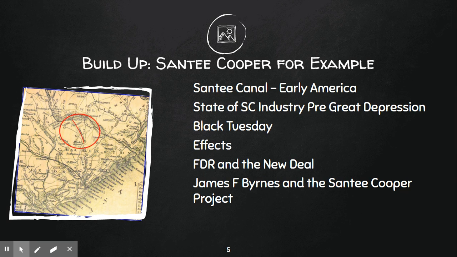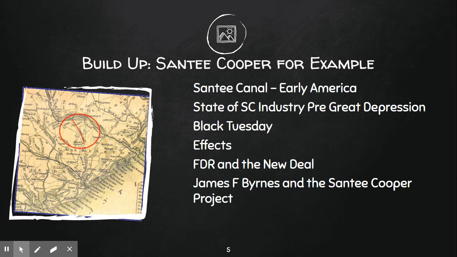So build-up, I would just look at the history of Santee Cooper. If I did some research, I would learn about the Santee Canal that was talked about by George Washington even in America's early years. Then I would also talk about the state of South Carolina's industry before the Great Depression, and maybe I would compare it to other parts of the United States to kind of show how far behind South Carolina really was. And then I really would want to get into my problem, right?